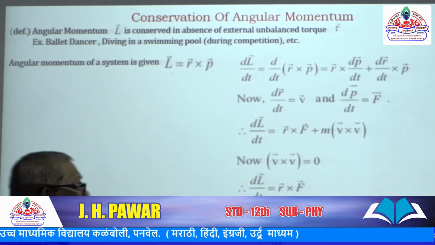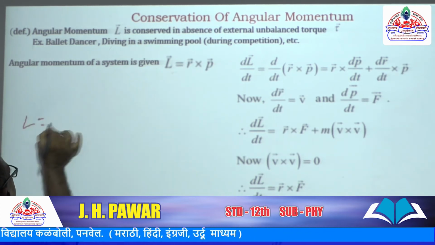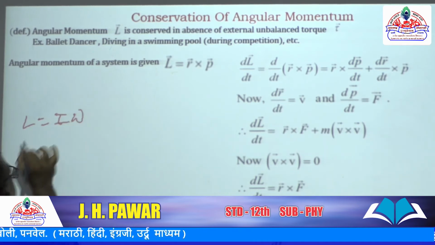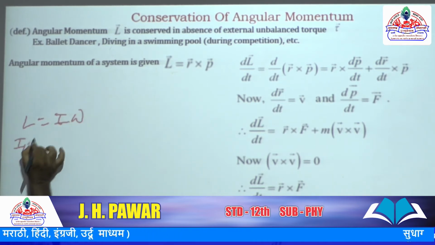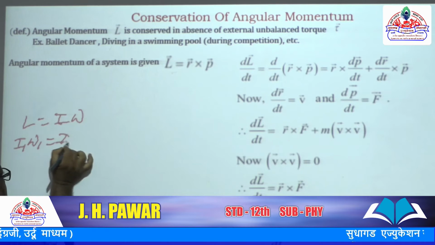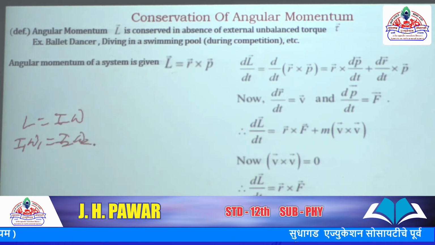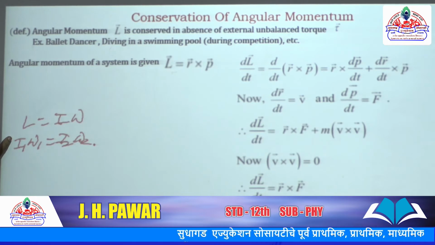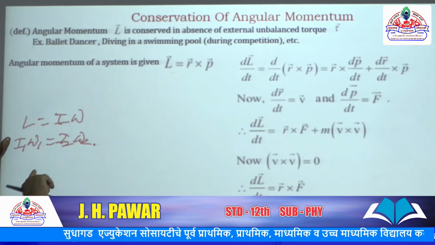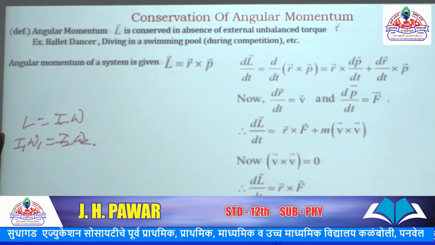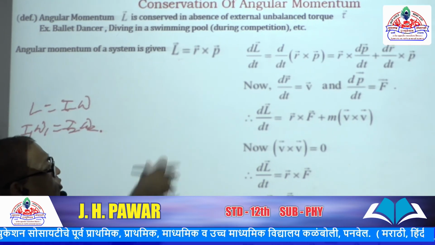How can we take this law? You know L equals I into omega. So you can take I1 omega1 equals I2 omega2. Once you increase the moment of inertia, its angular speed decreases. When the moment of inertia decreases, angular speed increases. But their product always remains constant. We have to prove it. How can we do it?